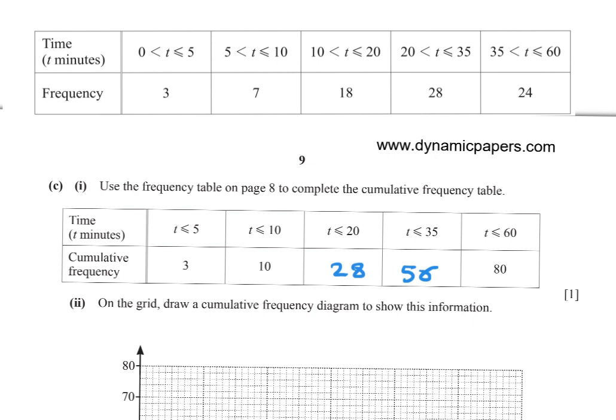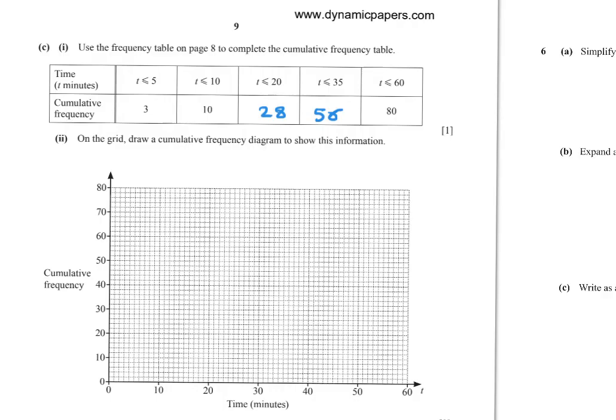Now, on the grid, draw a cumulative frequency diagram to show this information. To draw the cumulative frequency curve, take the upper value and the cumulative frequency. So the first point is 5 and 3, next 10 and 10, 20 and 28, 35 and 56, 60 and 80. Join them and join with the origin to draw the cumulative frequency curve. Now the first point, 5 and 3. Each small square represents 2, because we have 5 squares between 0 and 10. So 5 and 3 is 5 and 1 and a half squares.